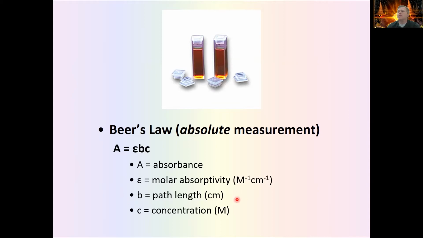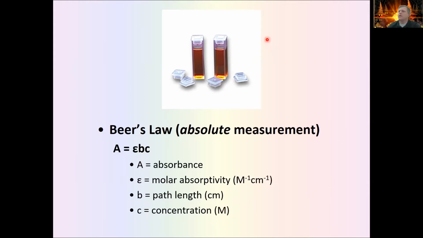And for this class, you can generally assume the path length is 1 centimeter unless I specifically say otherwise. So if I forget to put a path length in, just assume it's 1 centimeter. Why do we use our path length in centimeters and our molar absorptivity per centimeter? Well, because most of our cuvettes are just 1 centimeter. And of course here our C is our concentration, and that is in molar.